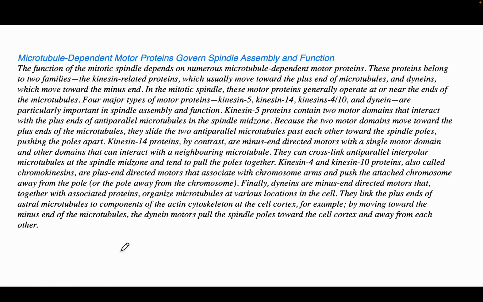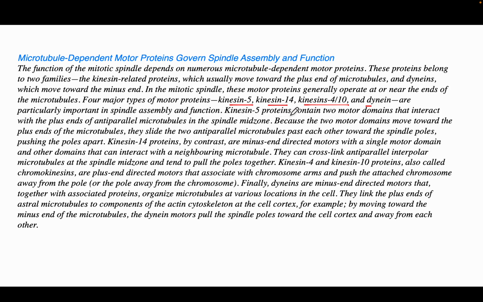Microtubule-dependent motor proteins govern spindle assembly and function. The function of the mitotic spindle depends on numerous microtubule-dependent motor proteins. These proteins belong to two families: the kinesin-related proteins, which usually move toward the plus end of microtubules, and dyneins, which move toward the minus end. In the mitotic spindle, these motor proteins generally operate at or near the ends of microtubules. Four major types of motor proteins, kinesin 5, kinesin 14, kinesin 4 and 10, and dynein, are particularly important in spindle assembly and function.